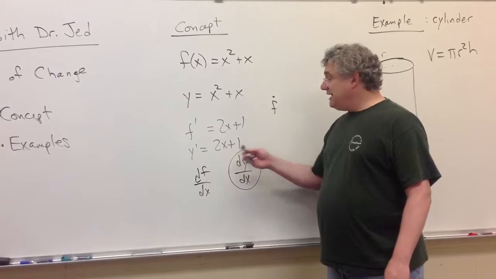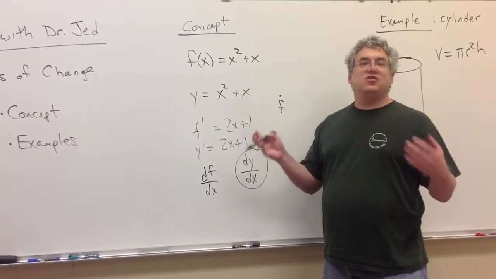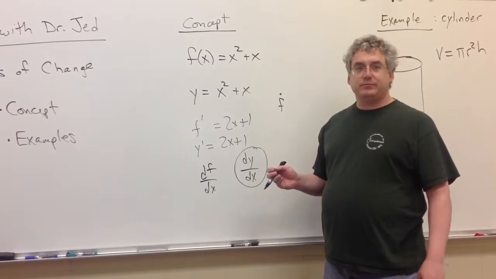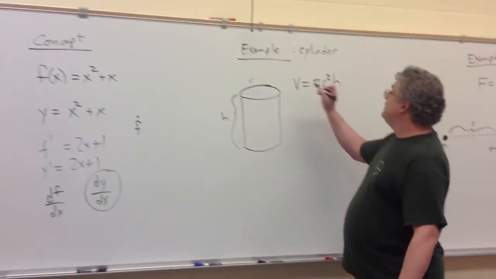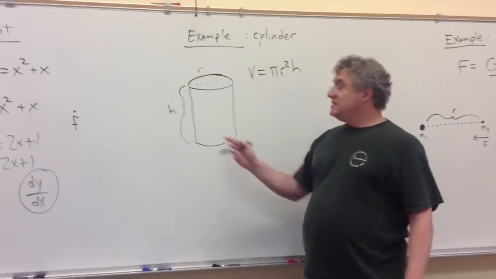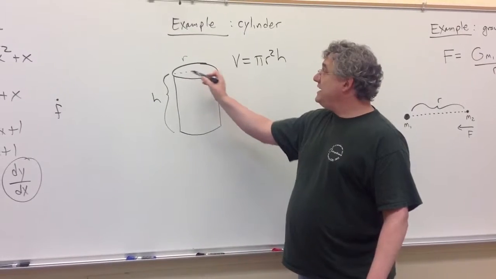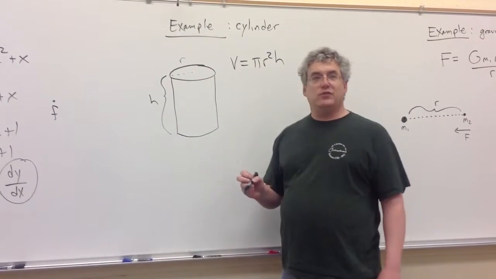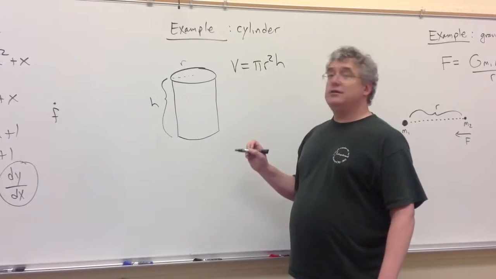This notation allows us to have a more complicated formula that has more than one letter in it, take a derivative, and know what we're talking about. So let's give an example of what I mean. For a cylinder, this is my drawing of a cylinder. It's got a height h, it's got a radius r. The volume, as you hopefully know, is pi r squared times h.